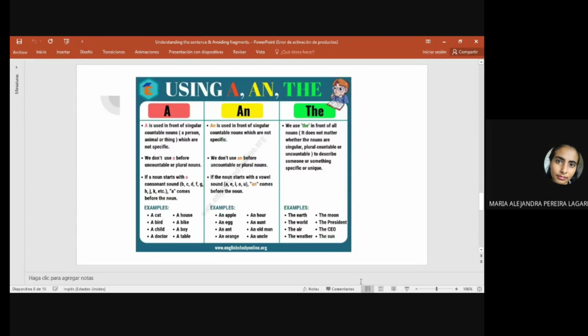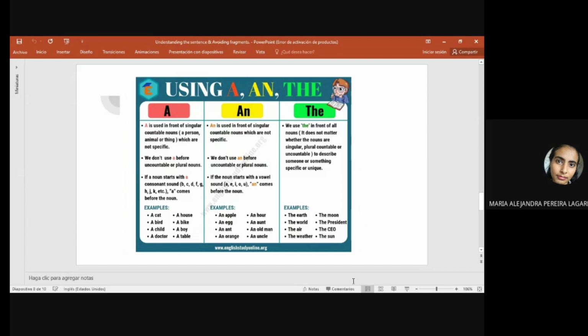According to the articles, we can find a, which is used in front of singular countable nouns, a person, animal, or thing, which are not specific. We don't use a before uncountable or plural nouns. If a noun starts with a consonant sound, B, C, D, and the others, a comes before the noun. In those cases: a cat, a bear, a house, a bike.